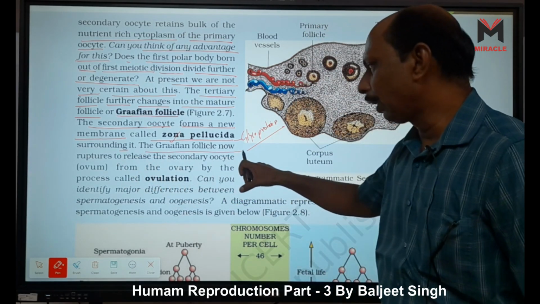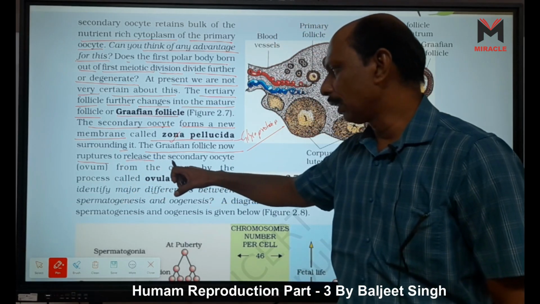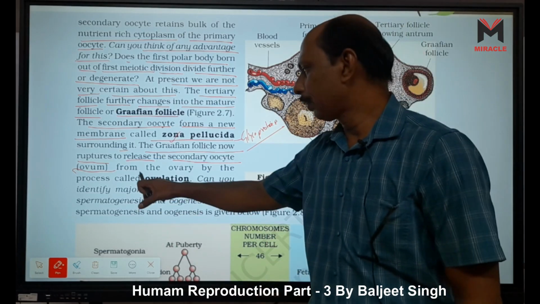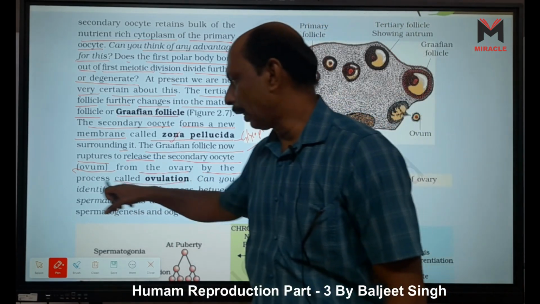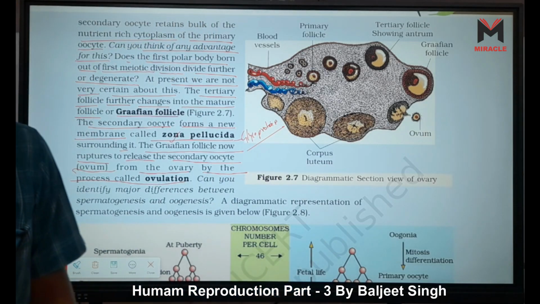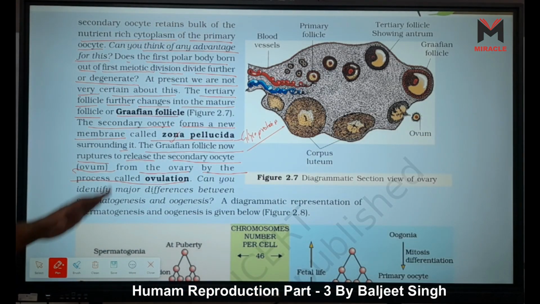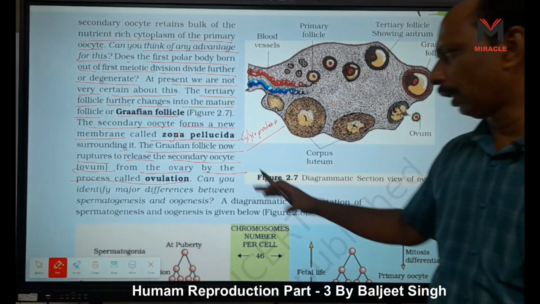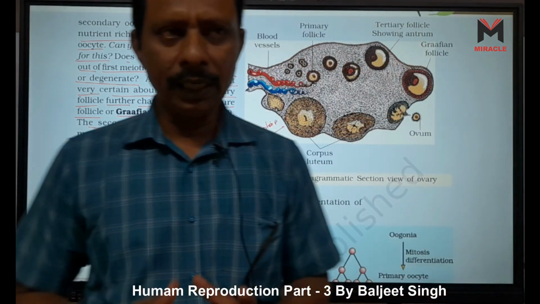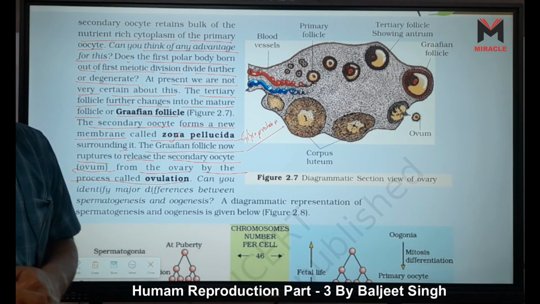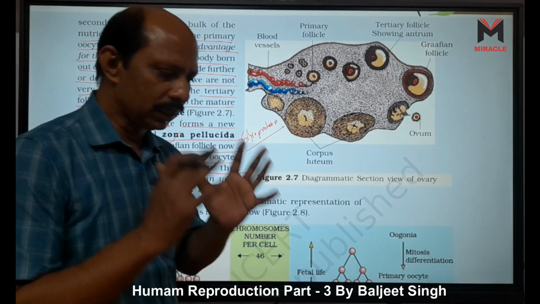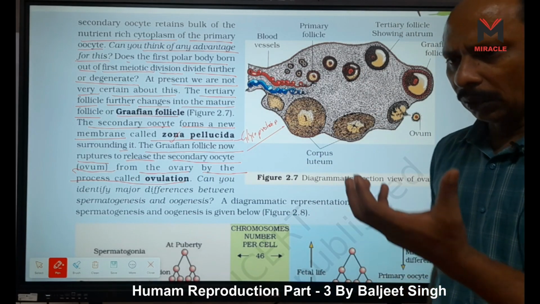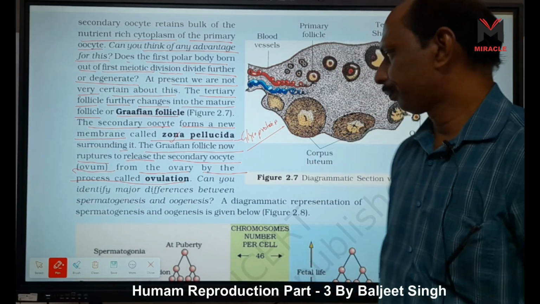The Graafian follicle now ruptures to release the secondary oocyte, the ovum, from the ovary, and this process is called ovulation. First, it is due to the maximum LH. Second, this tertiary follicle also secretes some collagenase enzymes, which are responsible for the thinning and rupturing of the ovary at the place from where the ovum is released.